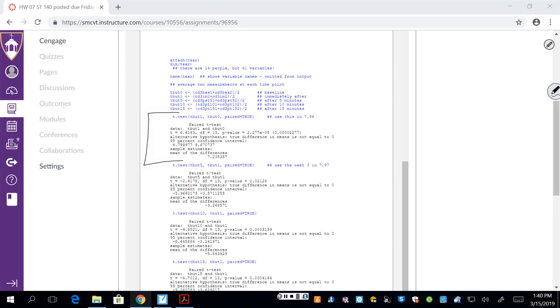So in the computer output, TPU1 and TPU0 are baseline and immediately after. There are measurements on 14 individuals at 2 time periods. And so for the change, we take the difference of each one, and it does a test. If there's no effect, then the average is 0. That's the null hypothesis. The alternative is that the true difference is not equal to 0.